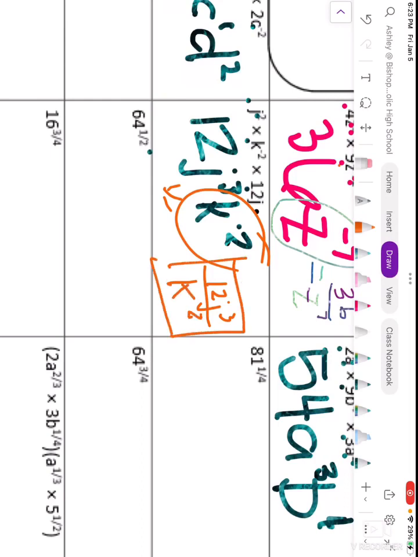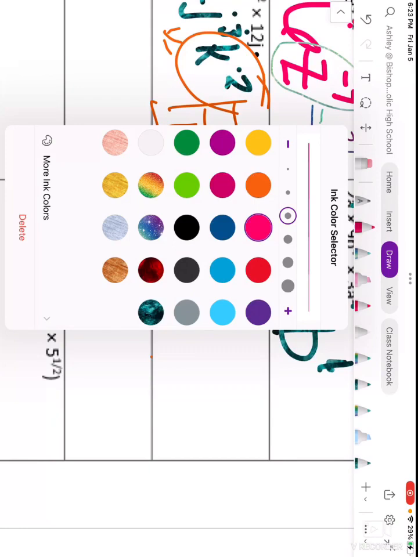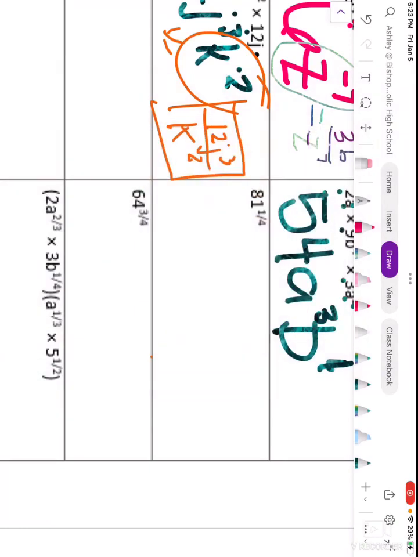All right, on this one, 81 to the 1/4 power. We need to figure out what we can multiply by itself 4 times to get to 81. It's also the same as if you square root it and then square root it again. The square root of 81 is 9. You multiply 9 by itself twice to get to 81. If you square root that again, you get 3. So if you took 3 times 3 times 3 times 3, 4 times, you would get 81. So 81 to the 1/4 is 3.